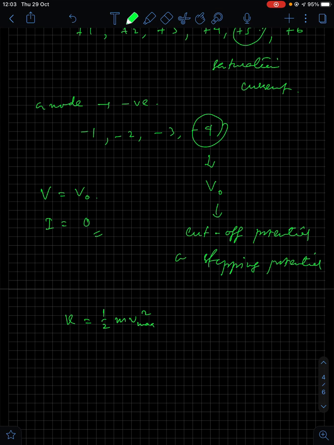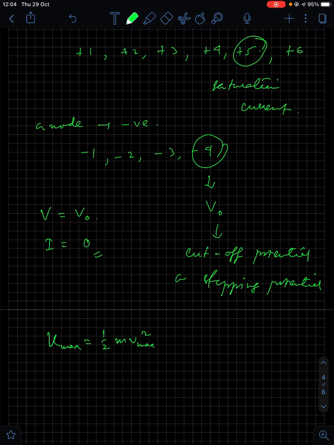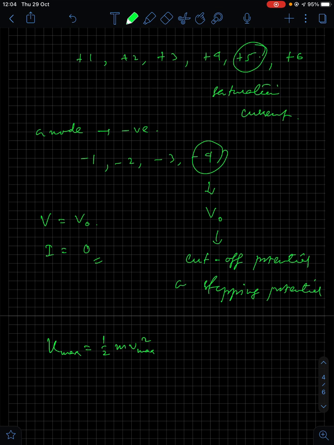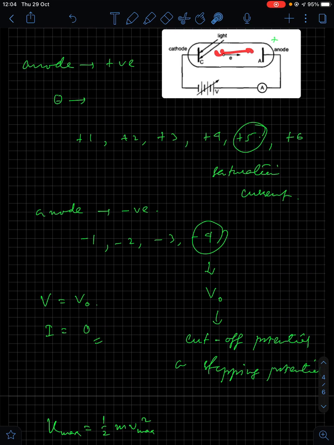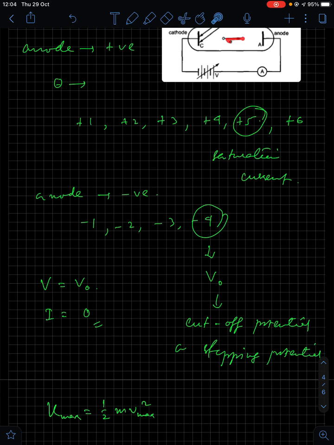Now considering the maximum kinetic energy, there will be many electrons approaching the collector plate. Out of like 10 electrons, there will be one electron which will have the maximum kinetic energy. All will certainly not have the same kinetic energy. So we are considering the maximum kinetic energy only, because if you are capable of stopping the electron moving with maximum speed, then you are capable of stopping all the electrons. So we need to match the energy of the maximum kinetic energy electron.